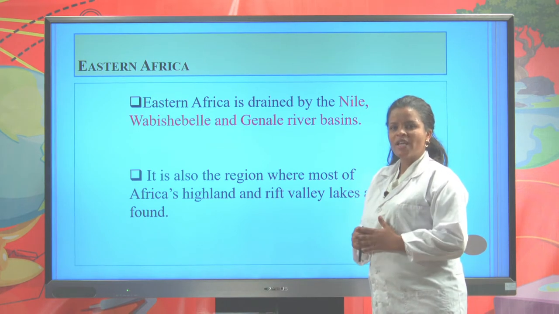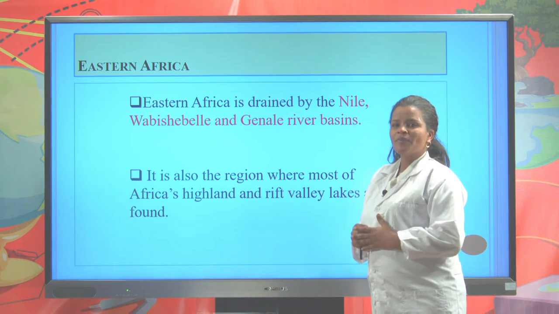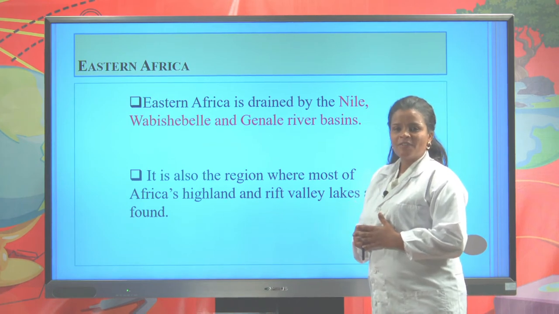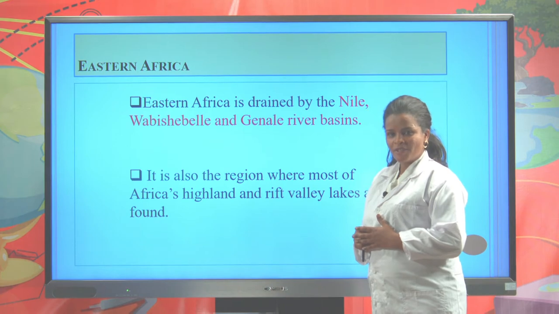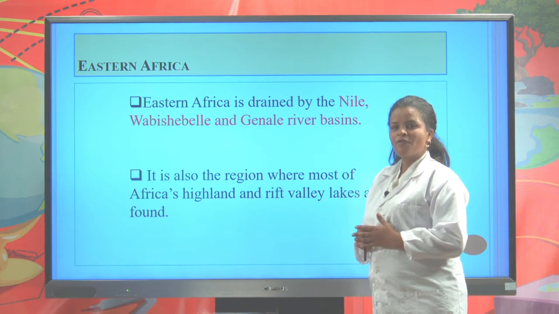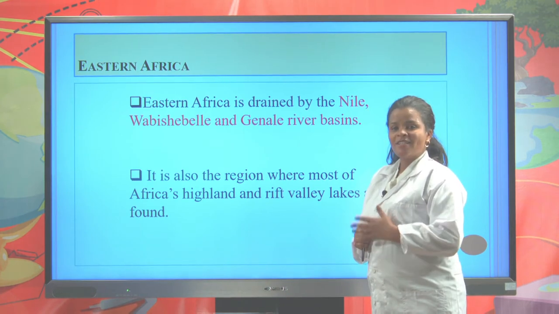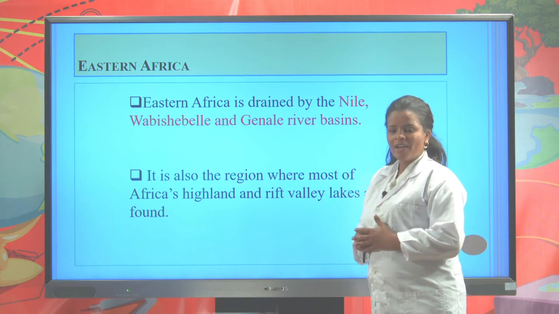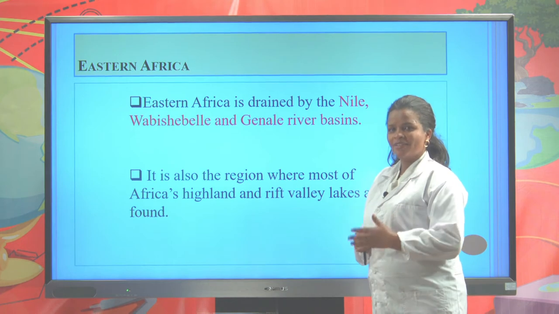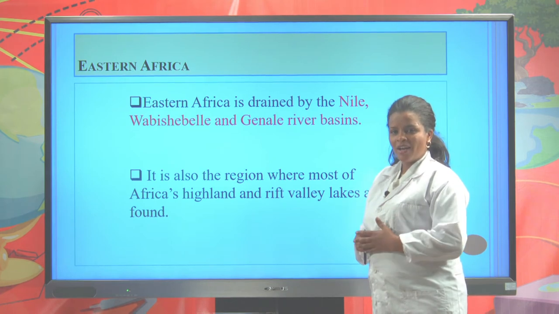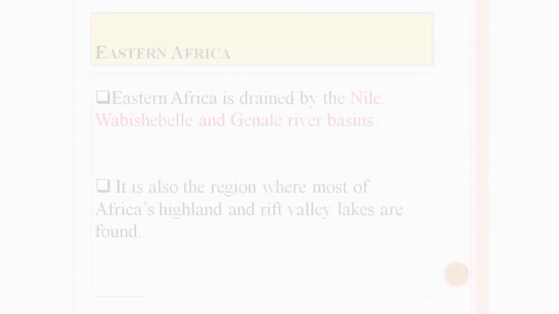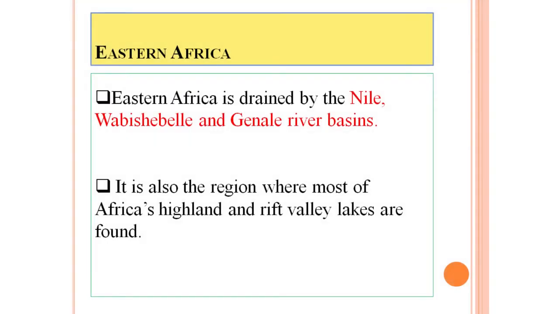It is also the region where most highland and rift valley lakes are found. For example, Lake Victoria, and in Ethiopia the largest highland lake, Tana, are found in this region. And the rift valley lakes of Ethiopia like Abaya, Shala, and Langano are all found in this region.